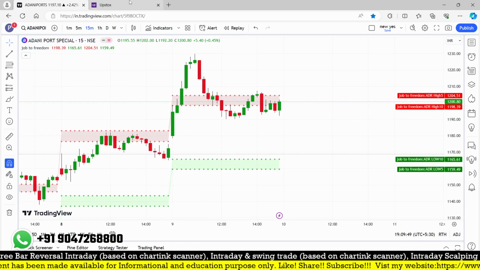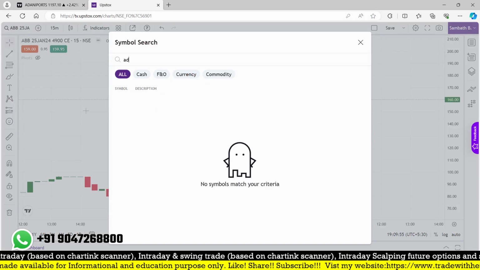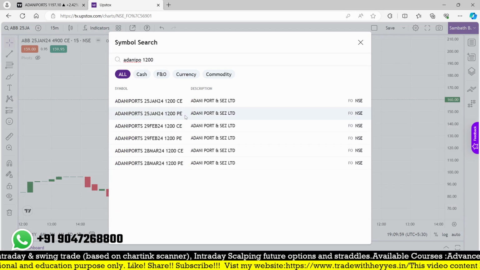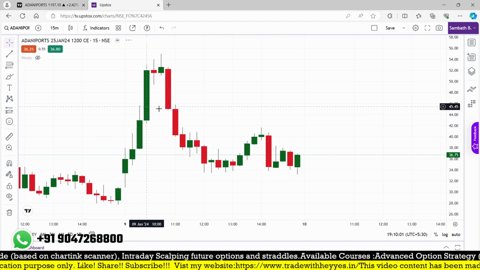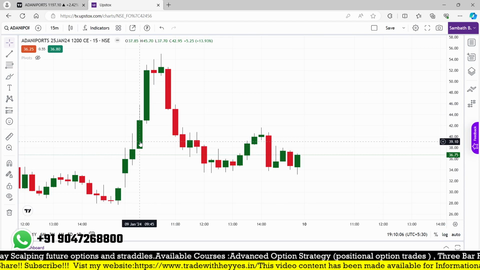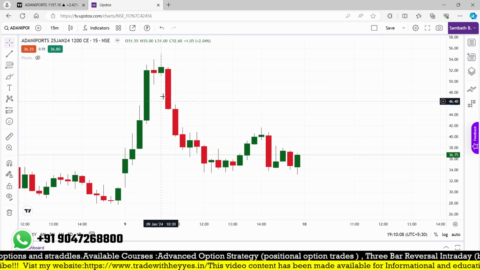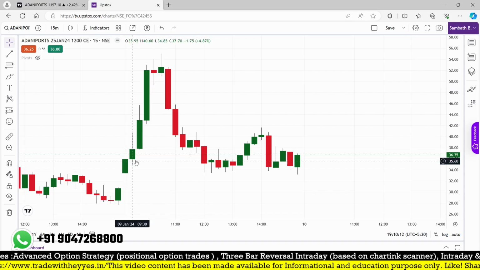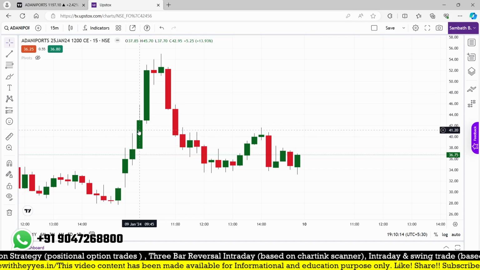But this is what is happening. And if I'm looking for Adani Port 1200 call option, that should be the strike price. If I'm taking this candle, 145.7 and 37, so near about 7 rupees is my risk, and then it went up to 55. So 45 to 55, 10 rupees is more, and this stop loss is 7 rupees.